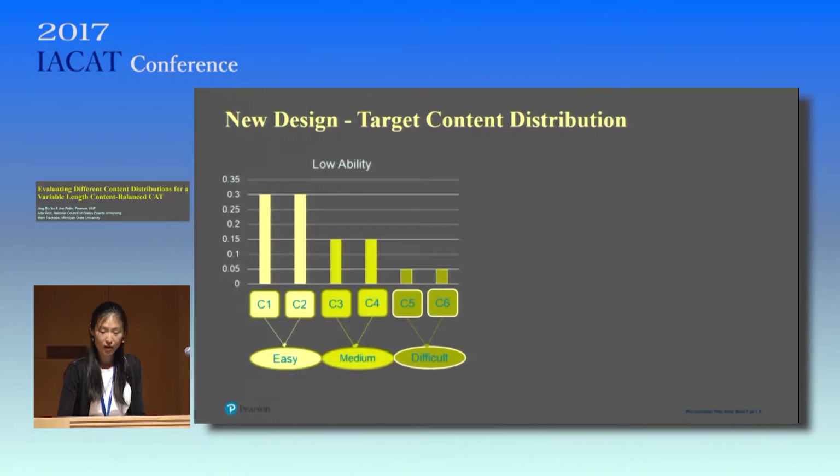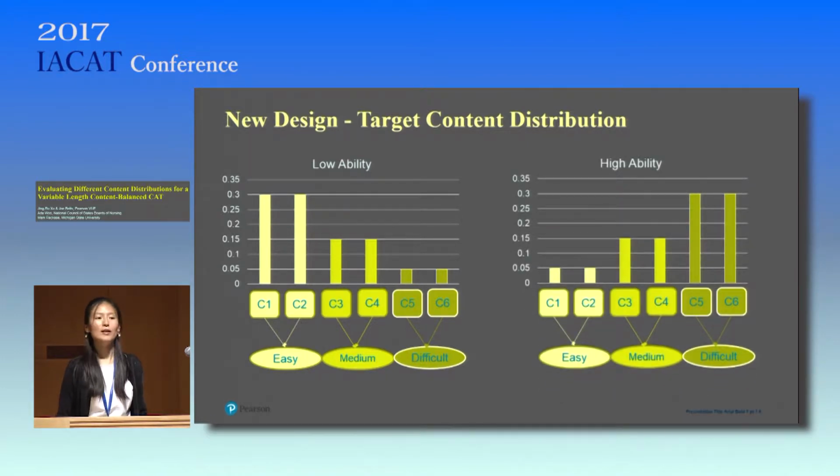So this is the target content distribution for the low ability group. You can see that examinees with less competent ability will be assigned more items from easy content areas, and fewer items from harder content areas. While examinees from more competent ability groups will be assigned more items from harder content areas, and fewer items from easy content areas.